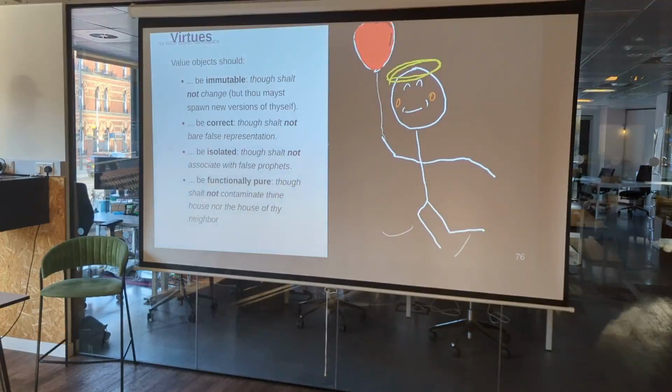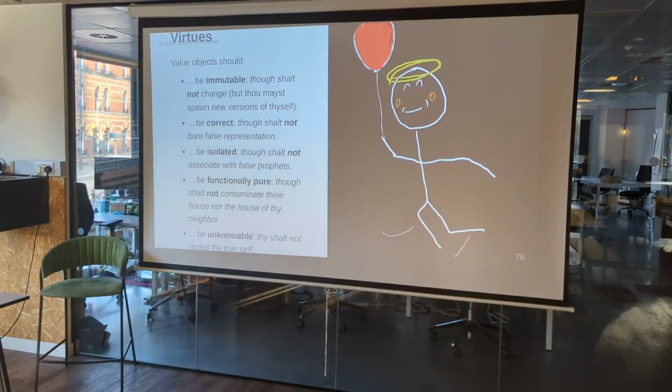Which, funnily enough, is what that one says. So I'm not sure how the two are different. Thou shalt not associate with false prophets. Be functionally pure. I think it's the same thing. So yeah, you should be able to call a method on the value object until the heat death of the universe, and it should always return the same value given the same input.